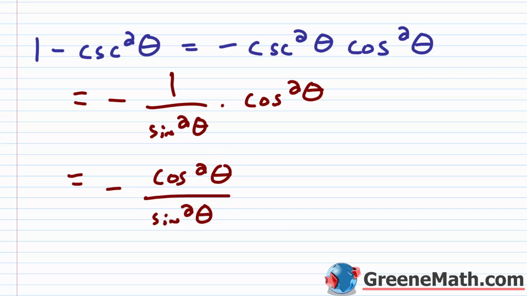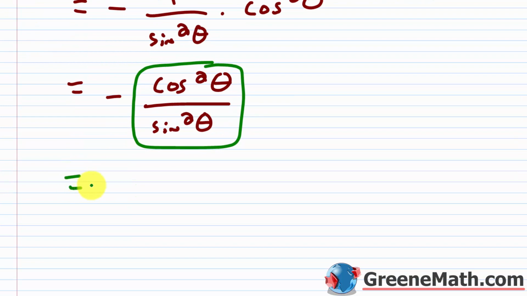Can I make a replacement here? Yes, because this guy right here is the cotangent of theta, right? So basically what I have, let me scroll down a little bit, is the negative of the cotangent squared theta. Now, can I do anything with this?